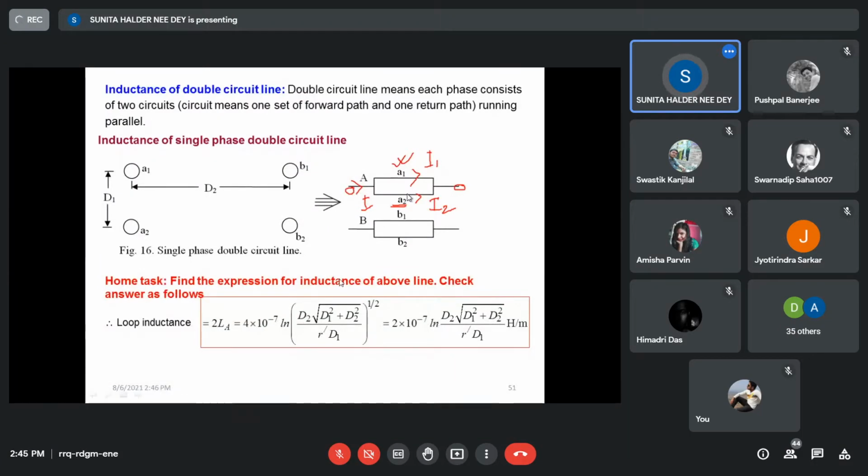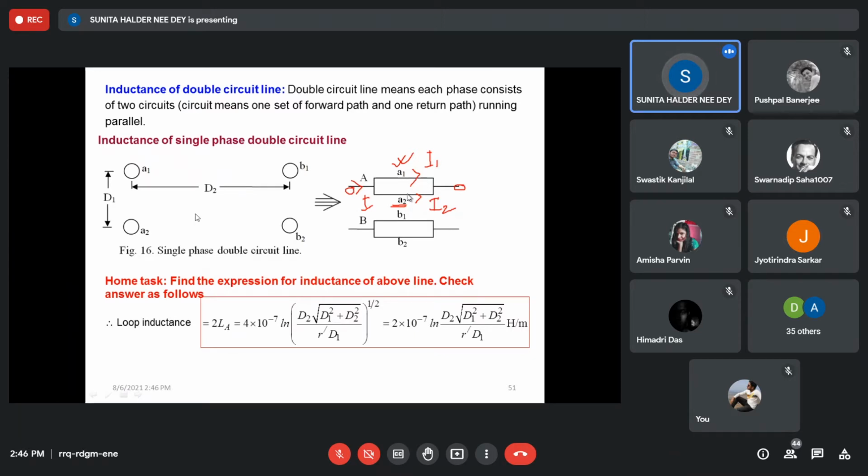So here you have understood how to use the GMR. GMD means the mutual distances among the conductors. For conductor A1, the GMD involves the product of all mutual distances, that means A1B1 and A1B2. Similarly for A2, there are two mutual distances, A2B1 and A2B2. So there are a total of four mutual distances for conductor A. The GMD will be the fourth root of the product of all those mutual distances.